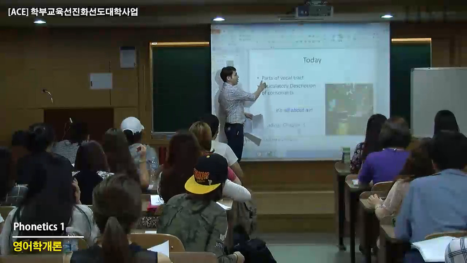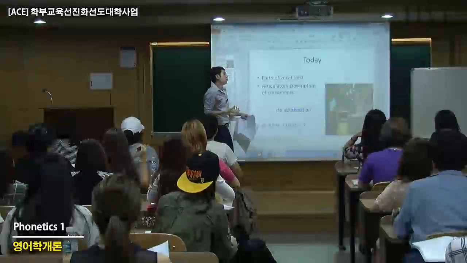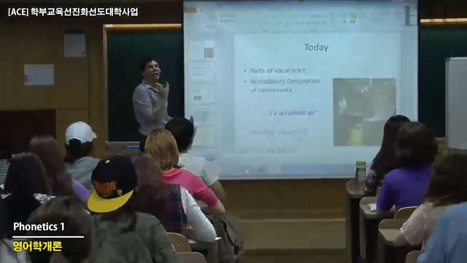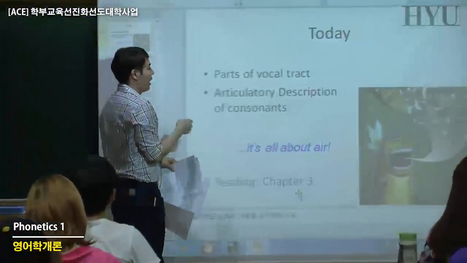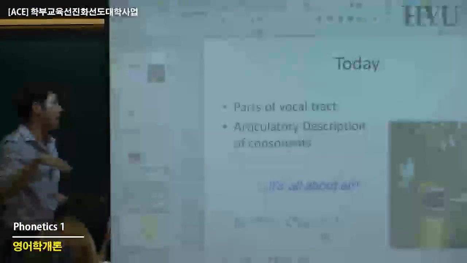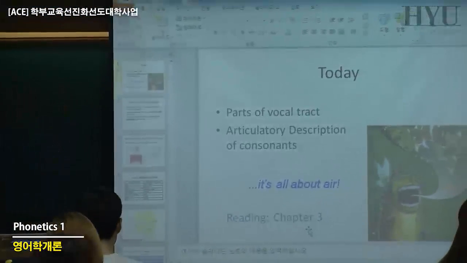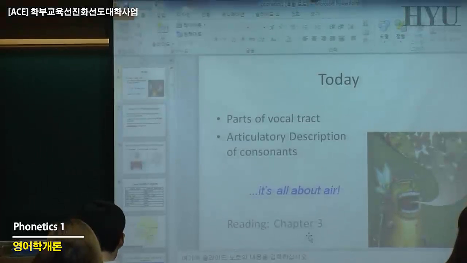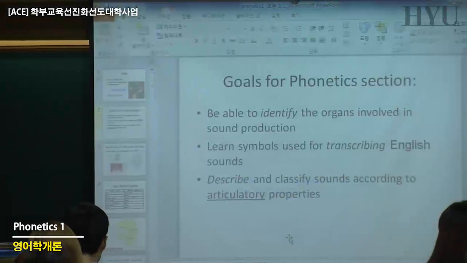So we'll talk about parts of the vocal tract, meaning the organs that you use to produce sounds. And also we'll look at consonants, okay? We'll start with consonants, and on Wednesday we'll look at vowels. So this is in chapter 3 in your book, okay?